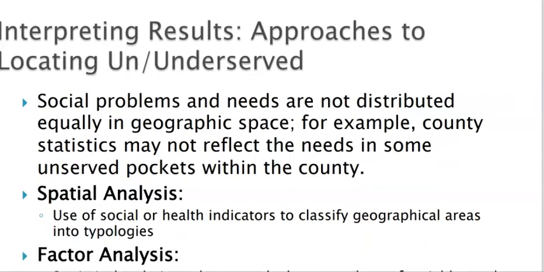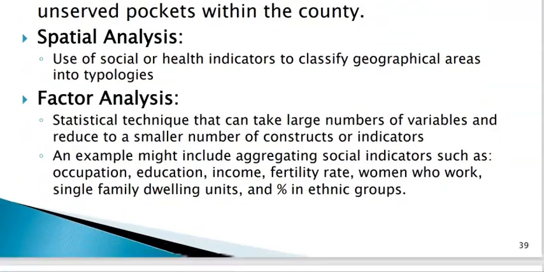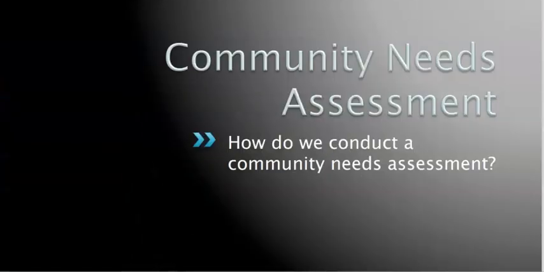Interpreting results. Social problems and needs are not distributed equally in geographic space. So a spatial analysis uses social or health indicators to classify geographical areas into typologies, and a factor analysis is a statistical technique that can take large numbers of variables and reduce them to a smaller number of constructs or indicators. So that's the reference for this component of the lecture.